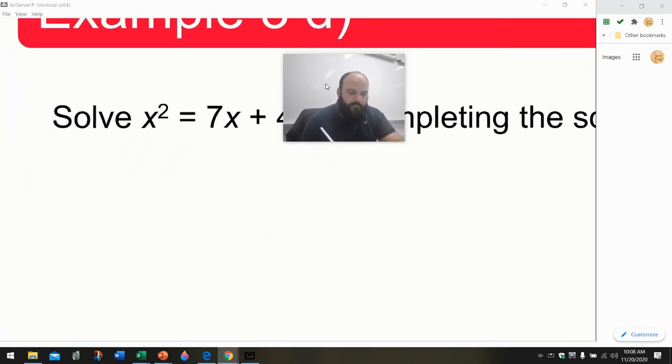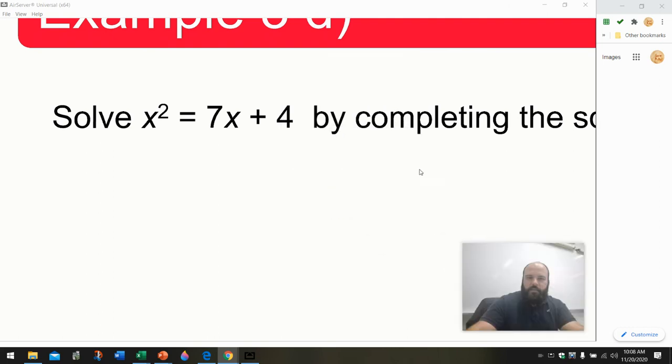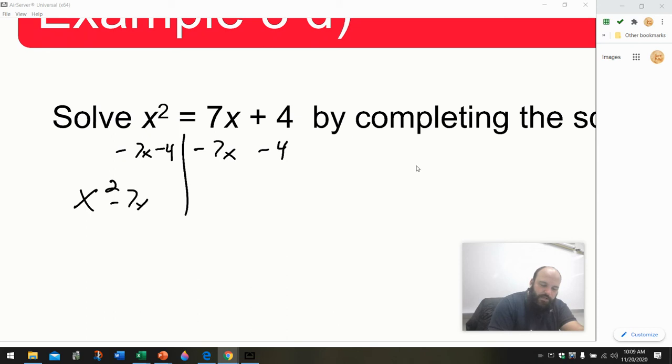So this one again, we want to solve this by completing the square. And so the first thing you can notice, this is not in standard form, or as the book says, general form. So we do need to get rid of the 7x, and we need to get rid of the 4 on both sides, so we get a quadratic equation in standard form like this. So you can see I have x squared minus 7x minus 4 equals 0.